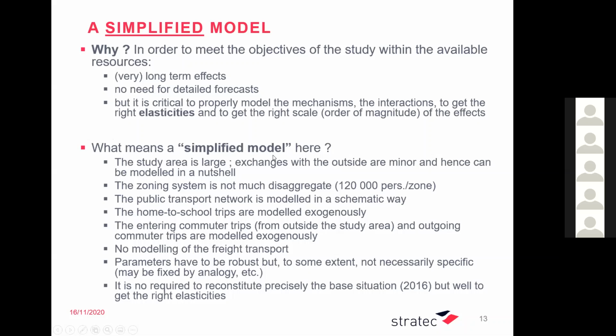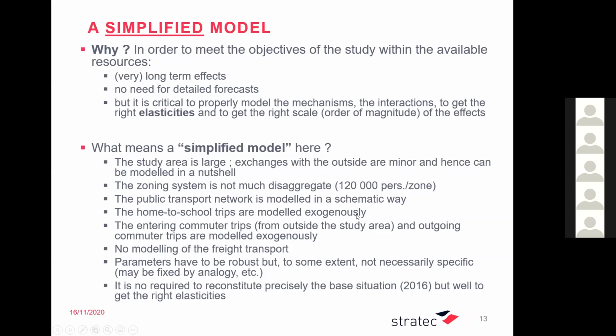More practically, what does a simplified model mean here? First, the study area. I have not yet shown you a map, but I will show you just a bit later. It's large enough, so the exchanges, for example in terms of commuters between the study area and the outside, the rest of France, are quite minor, and we intend to model them in an approximate way. The zoning system is disaggregated, but to a certain extent. The average weight per zone is 120,000 persons per zone. The public transport network is modeled in a schematic way, but not as schematic as you could think.